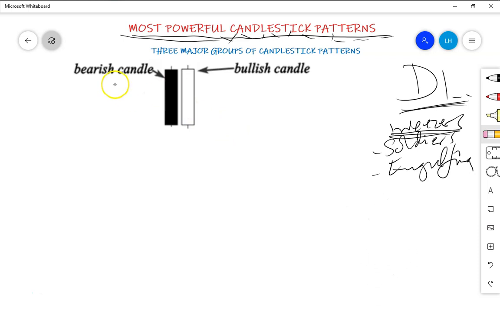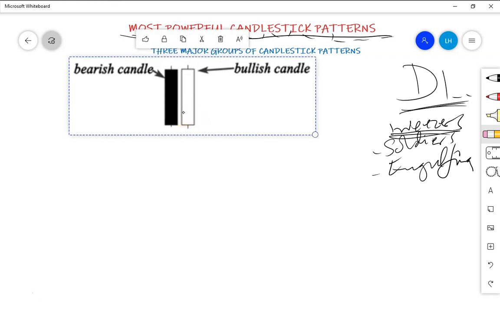Sometimes they are known as bullish railway track, or sometimes they call it bullish tweezers. Whatever you may call those things, you must have an idea about how they work. That's a very important thing, how they work. That's very important information.